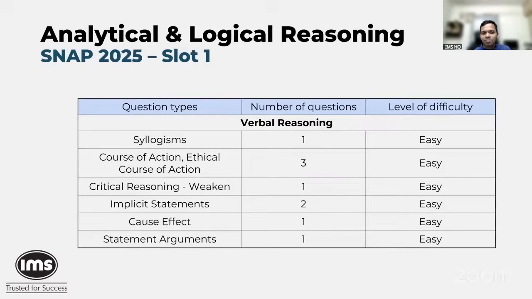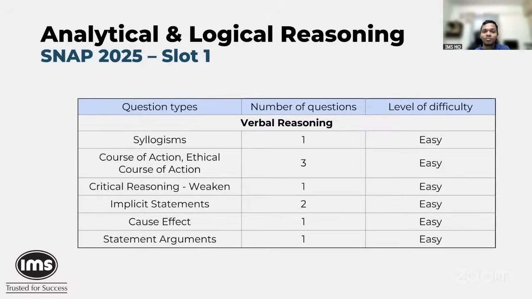The verbal reasoning part of it, like syllogisms, course of action. So what should be done, right? There's a bridge which has a structural damage, very serious structural damage. So what should be done? There is an ethical course of action, right? So somebody leaves the mobile at the counter and you find that, then what do you do? Do you give it to the barista, or you take that, or you put it on social media and stuff like that? Critical reasoning question, right?